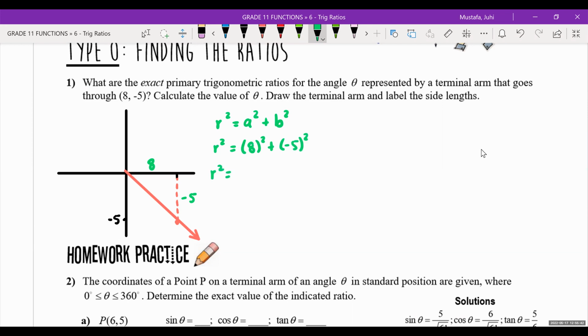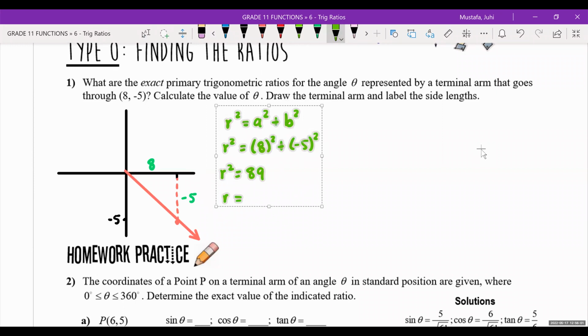r squared is equal to, because the question says exact, we're not going to make it into a decimal. We're going to keep it in its radical form. So r squared is equal to 89, and that means r is going to be equal to the square root of 89. Can we simplify the square root of 89?